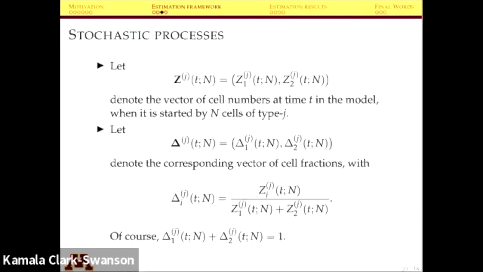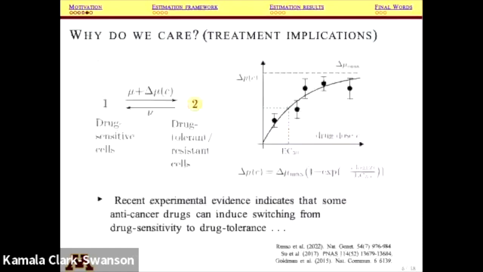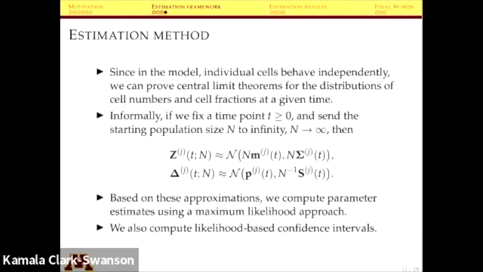And I should say here that in these experiments we were talking about in the beginning, it's very common to start out with hundreds, thousands, even up to millions of cells. So it's very reasonable to assume that n is large in this case. But essentially, the estimation framework is based on these approximations.